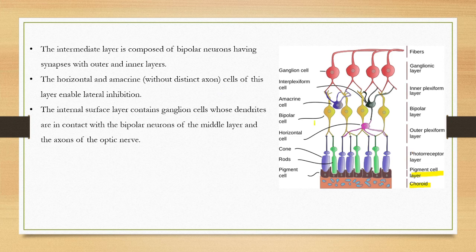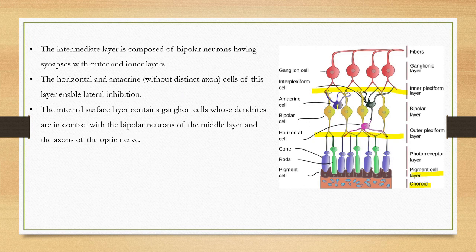And there is an intermediate layer composed of bipolar neurons. So this up to here is the outermost layer, and this is the middle layer. So this is the bipolar neuron, bipolar cells having two poles. They are called bipolar because they have two poles, one dendron and one axon. And it synapses with the outer layer and the inner layer. So this is the outer layer and this is the innermost layer. These bipolar cells work as the synapse between them.